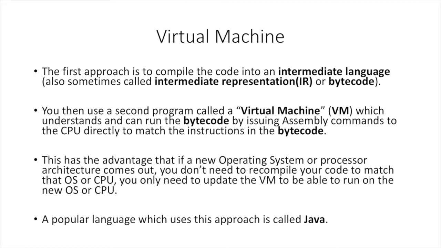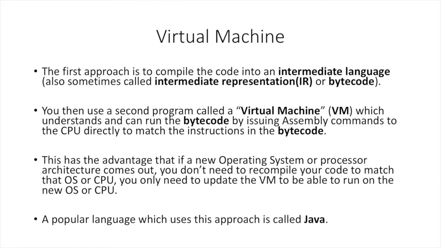You then use a second program called a virtual machine. This virtual machine is like a virtual CPU, basically. It understands and can run bytecode. And what it does is that when it reads the bytecode instructions, it then issues assembly commands to the CPU that match those bytecode instructions.